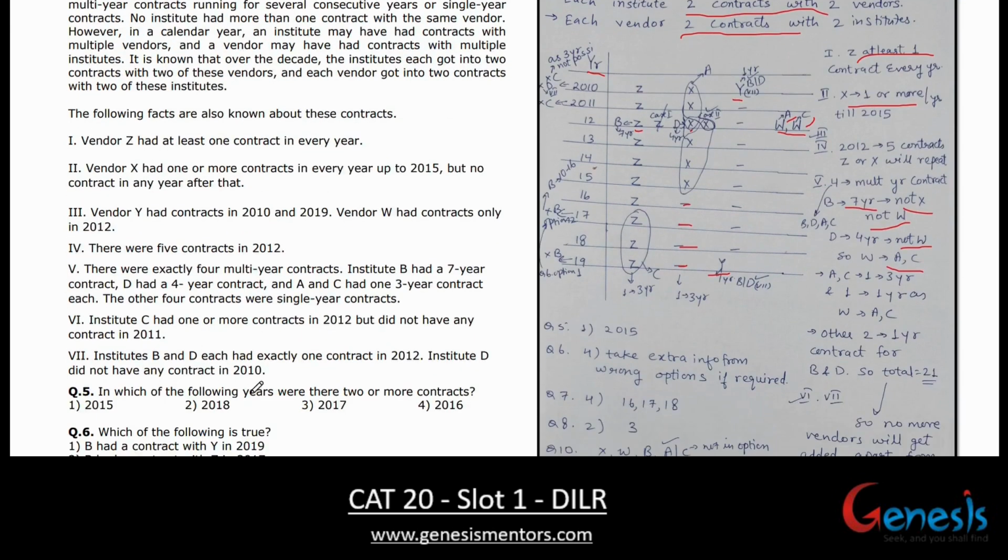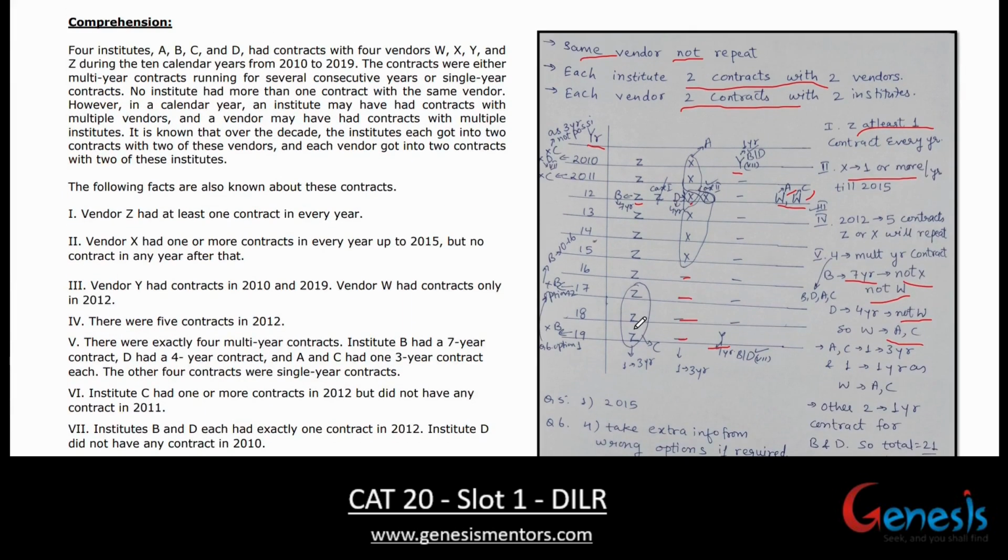And it again says as extra information, the other 4 contracts were single-year contracts. So definitely every institute has contracts with 2 vendors, and every vendor has contracts with 2 institutes, so there will be a total of 8, right? There are 8 contracts, out of which each will have 2 contracts, right? So B 7 years, D 4 years, A and C 3 years each, the other A and C 1 year, which is with W, right? And we have 4 single-year contracts. So one is A and C's, then definitely one has to be B's and one D's, right? Okay.